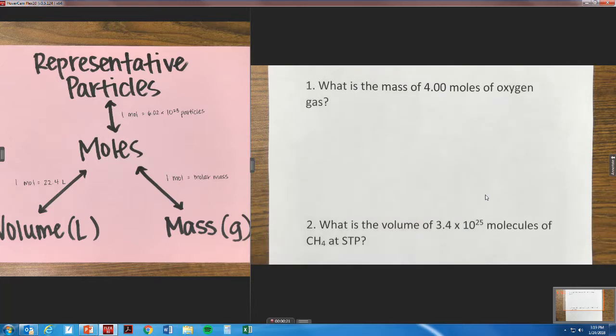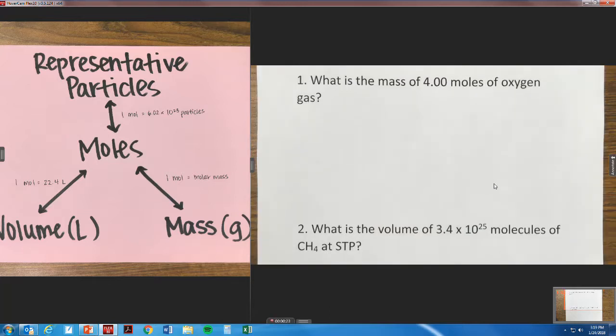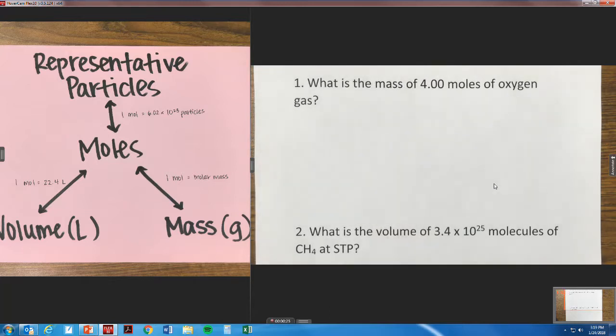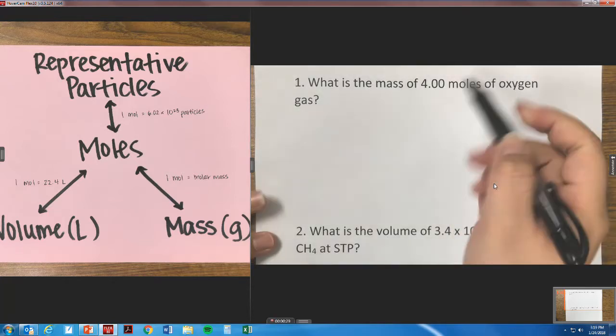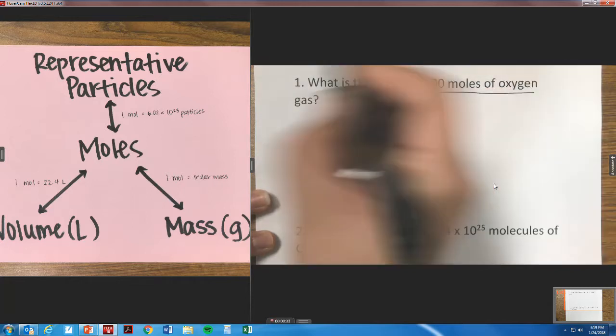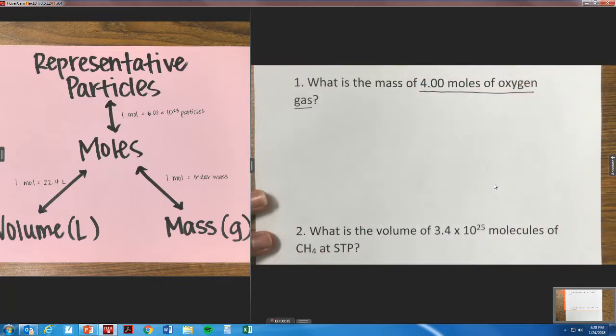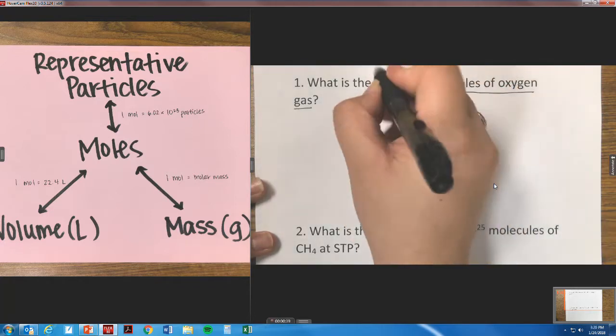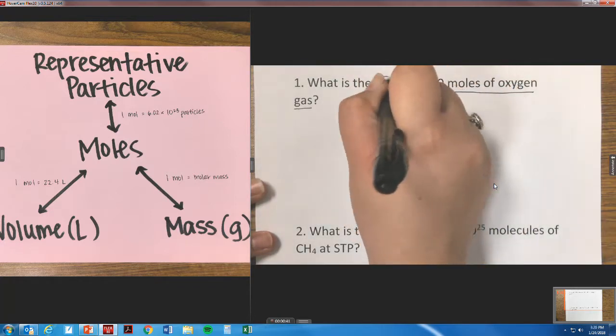Okay, so remember, our first step is always to identify, well, what's your given? Wherever your number is, that's going to be your given. So we have 4 moles of oxygen gas. That's going to be our given. And what are we trying to find? We are trying to find mass.